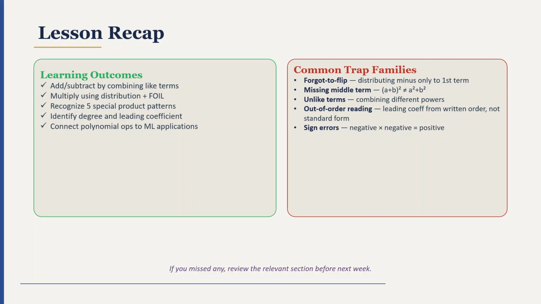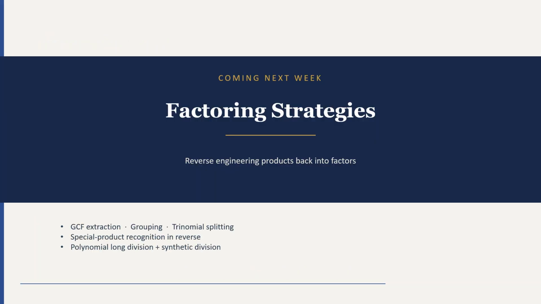The biggest traps to remember: always distribute the negative to every term when subtracting. Never forget the middle term in perfect squares, and always rewrite in standard form before identifying the degree or leading coefficient. Next lesson, we flip the process.